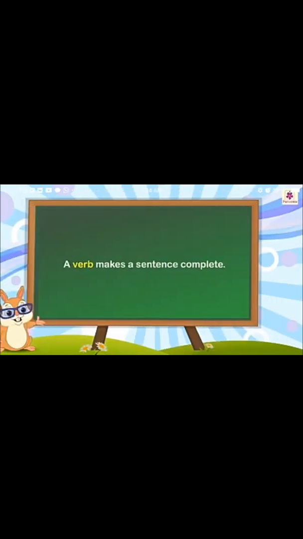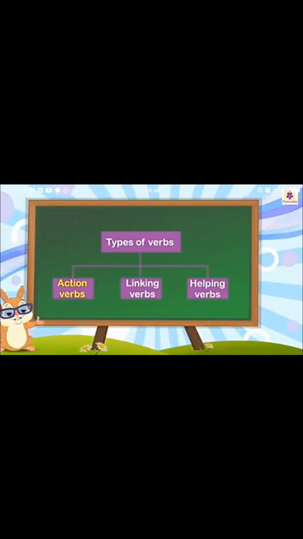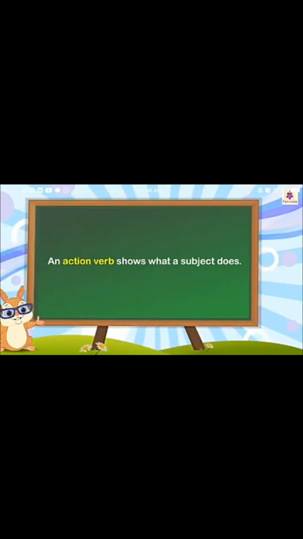A verb makes a sentence complete. Now we have further types of verbs, where first is action verb, second is linking verb, and third is helping verb. Now let us understand them one by one. An action verb. What is an action verb? It shows what a subject does.